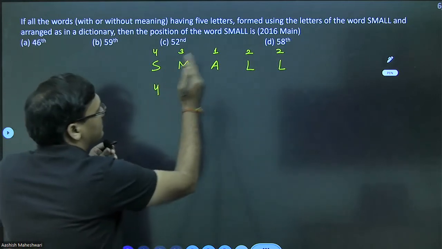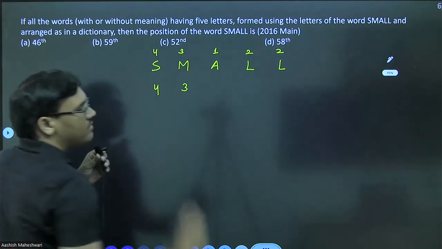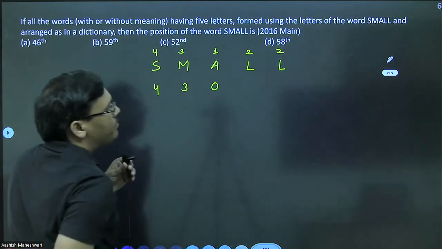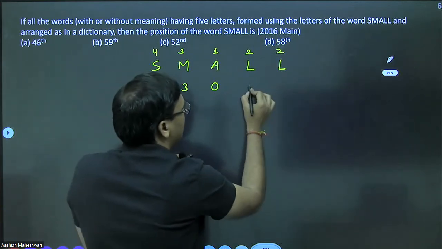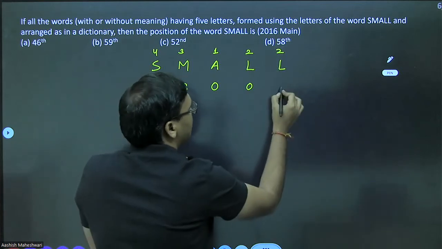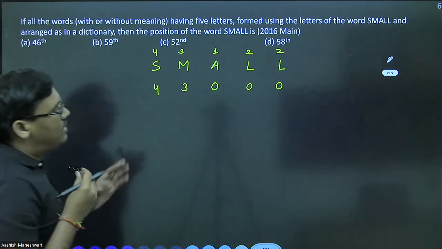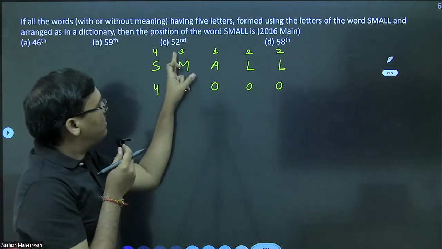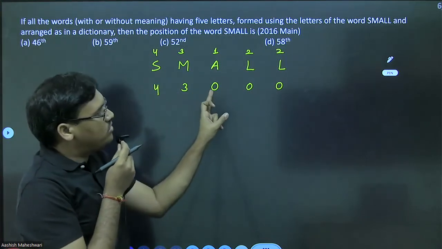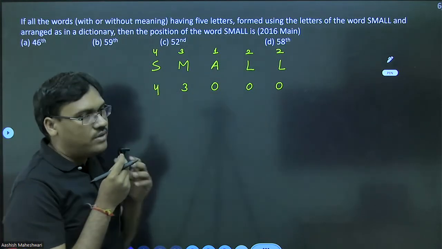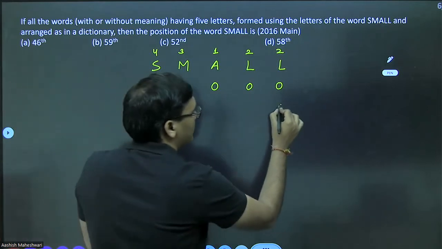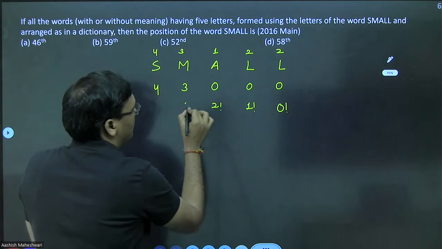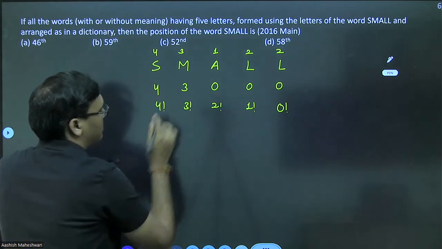How many numbers are less than 3 on the right hand side? 3. How many numbers are less than 1 on this side? 0. How many numbers are less than 2 on this side? 0. How many numbers are less than 2 on this side? This is 0. This is clear. How many numbers are less than 4? All this. This is 4. Then 3. Then there is no number which is less than 1 here, and so on. Now we will write the same thing, 0 factorial, 1 factorial, 2 factorial, 3 factorial, 4 factorial.